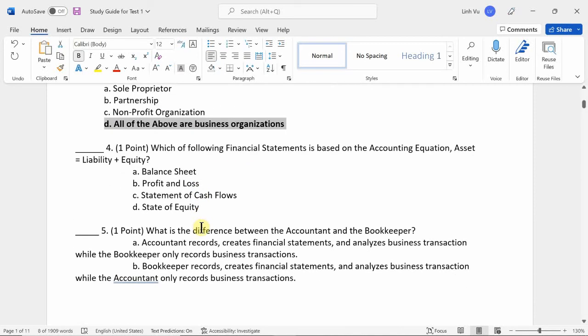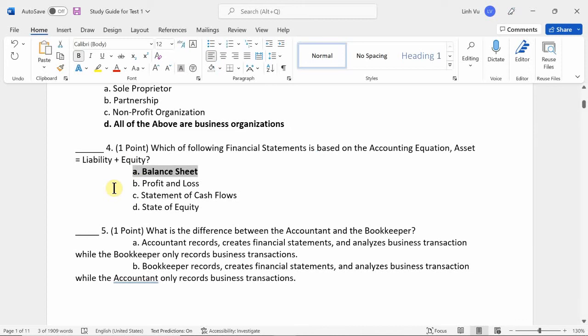Okay. Number 4, which of the following financial statements is based on the accounting equation? Assets equals liabilities plus equity. A. The balance sheet, right? Hence the formula, you're balancing the formula. If you have too many assets and not enough liabilities, you're not going to be balancing your books at all. So in this case, the balance sheet is the correct answer.